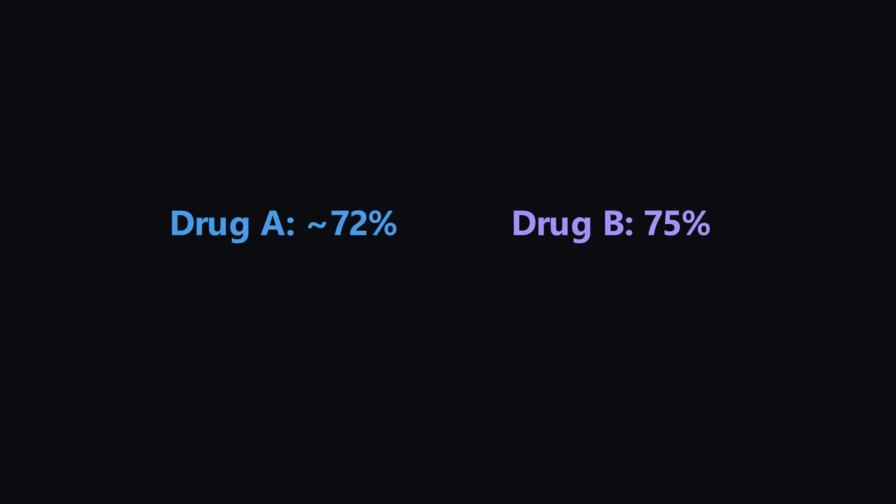A new drug, A, cures about 72% of patients. The old drug, B, cures 75%. So B is the better drug, right?